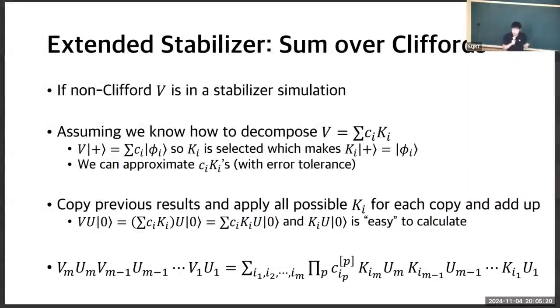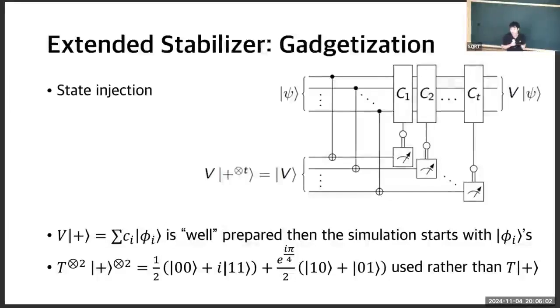Like if we have one stabilizer state and we need to apply a non-Clifford gate here, then we can just copy and paste all the present states, and then we can apply it one by one, and then we can add up all of them with the coefficients we know. So if V is non-Clifford here and U is Clifford, we can just make that long gate into a sum of products of Clifford gates. So this is one, and the second one is the gadgetization.